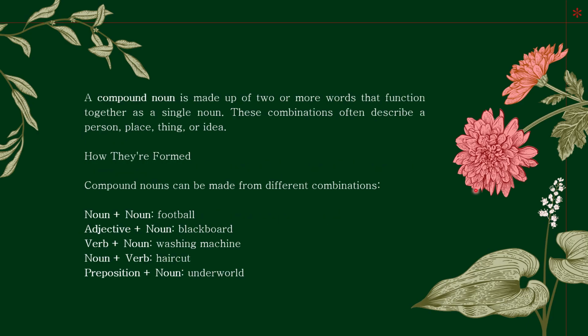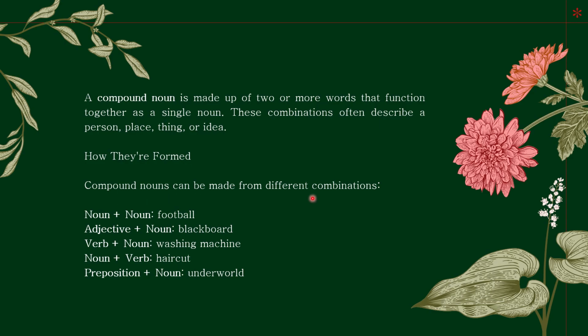Next kind of noun that we are going to look at today is a compound noun. A compound noun is made of 2 or more words that function together as a single noun. So these combinations often describe a person, place, thing, or idea. How are they formed?